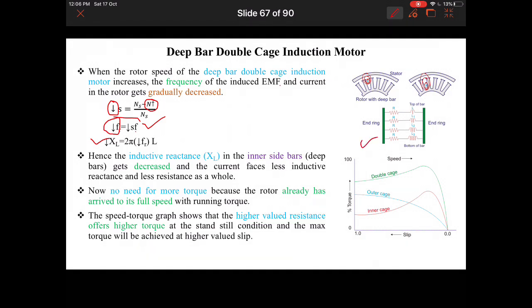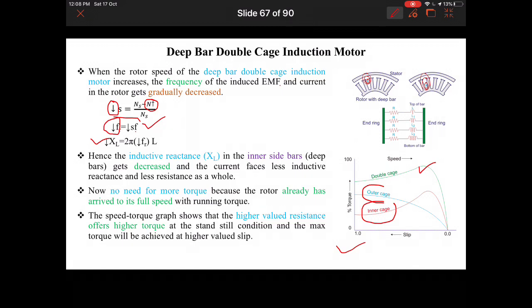Here we can see the equivalent circuit for the top of the bar and bottom of the bar, and how the value of the inductance is varying. This is the torque slip characteristic for the deep bar double cage induction motor. This is the torque slip characteristic for the inner cage and this is for the outer cage of the deep double bar cage induction motor.